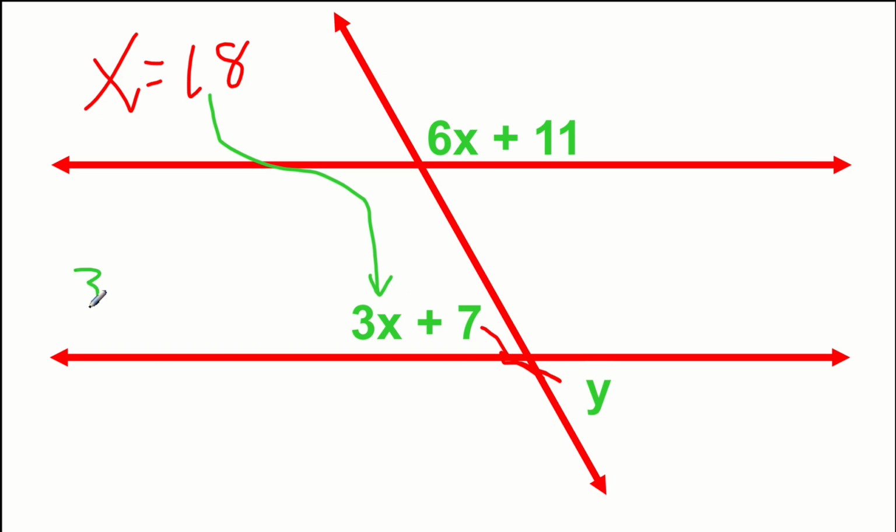So I got 3 times 18 plus 7. Everybody good with that? That's all we're doing. We take it, we plug it in. So 3 times 18 is 54. 54 plus 1 is 61. That means, oh, sorry, plus 7. My fault. I was skipping ahead. I knew it was 61.